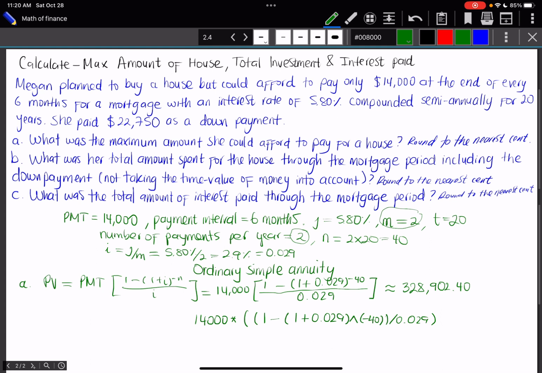Now, the maximum amount that Megan could afford to pay for the house will be that present value plus the down payment. So we take those $328,902.40 and add $22,750, and that gives us the value $351,652.40. So that's the maximum amount Megan can afford to pay for a house given the conditions that are given in the statement of the problem.